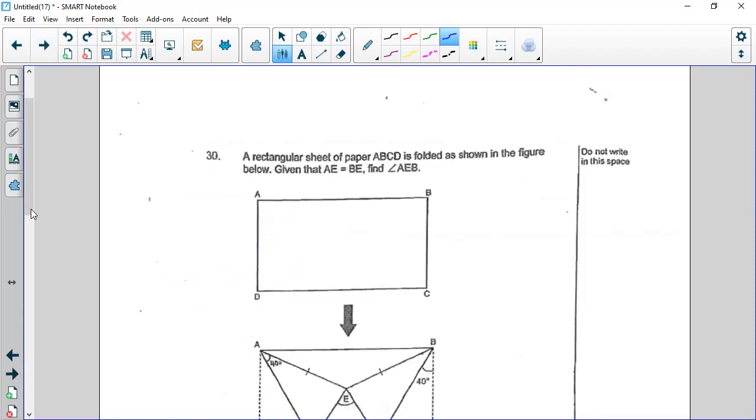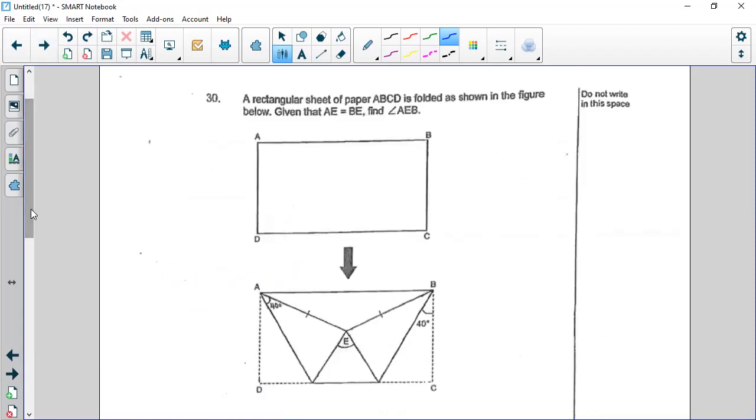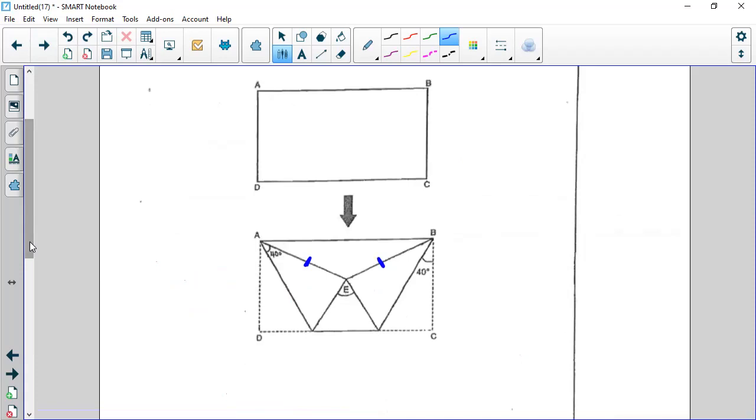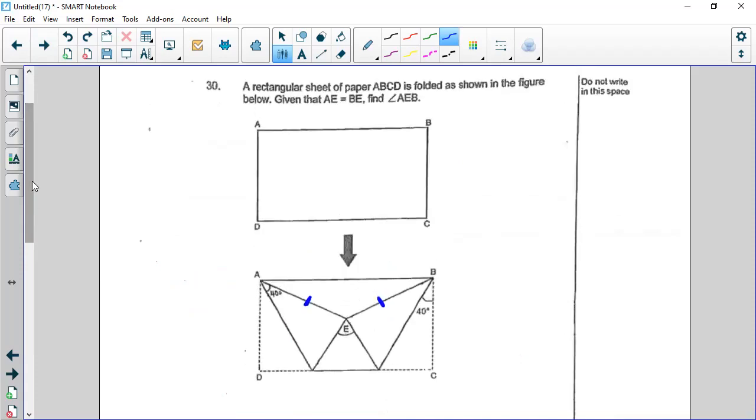Question 30. Question 30 is usually the hardest. So a rectangular sheet of paper is folded. Given that AE is equal to BE, you can see there are 2 sides equal. That is an isosceles triangle. And then what are we asked to find? We are asked to find angle AEB, which is this angle here, the question mark.